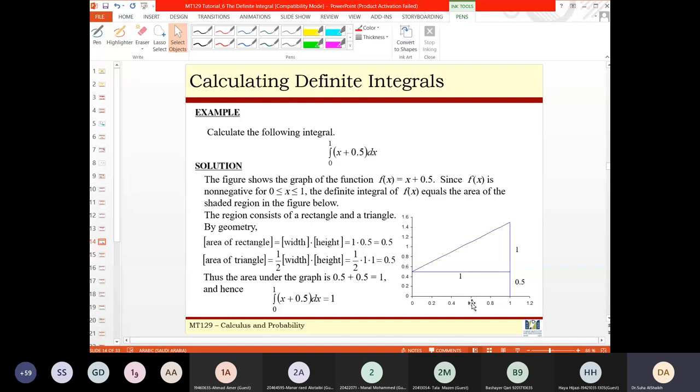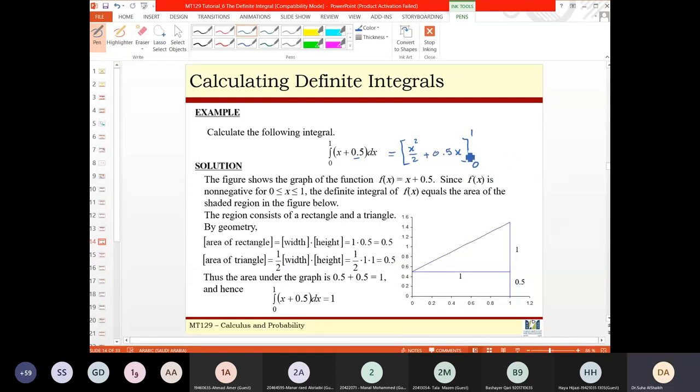Now they are giving you an example, and we are doing the answer geometrically. Later on we will see how to do it using the integration. Calculate the following integral. I want to find the integration from 0 to 1 of x plus half. Of course, the integration of x is x squared over 2, and the integration of half is half x. And the integration in this case is from 0 to 1.